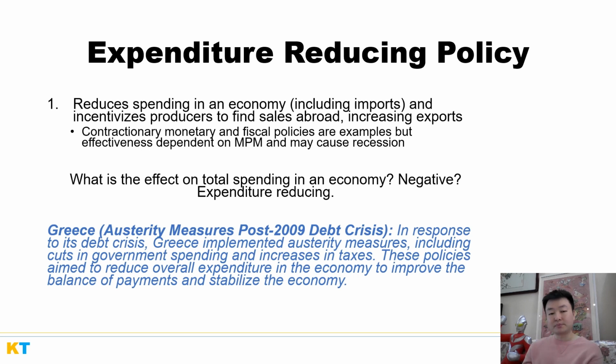And so an example would be something like the austerity measures in Greece, right? Because Greece went bankrupt. So in response to its debt crisis, Greece implemented austerity measures, including cuts in government spending and increases in taxes. These policies aimed to reduce overall expenditure in the economy to improve the balance of payments and stabilize the economy. Why? Because Greece was borrowing too much money, or it had borrowed too much money in the early 2000s. And so that's expenditure reducing and expenditure switching policy in a nutshell.